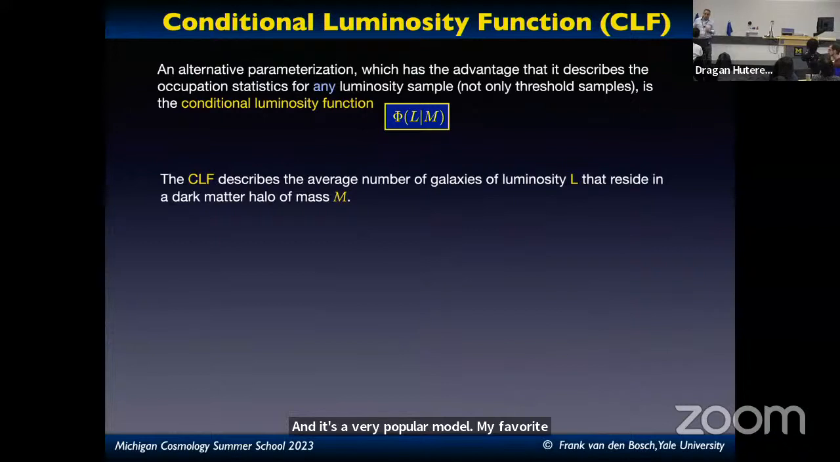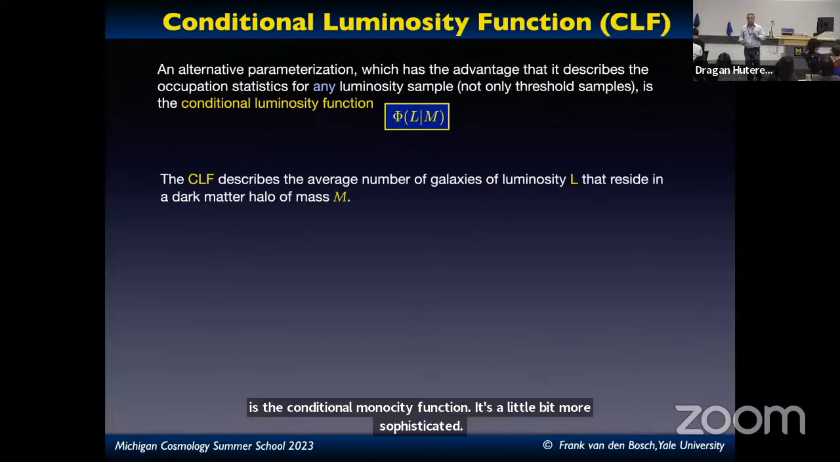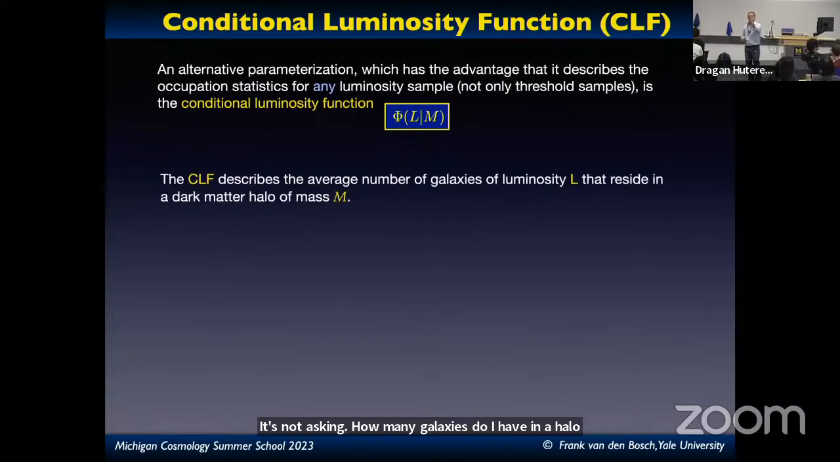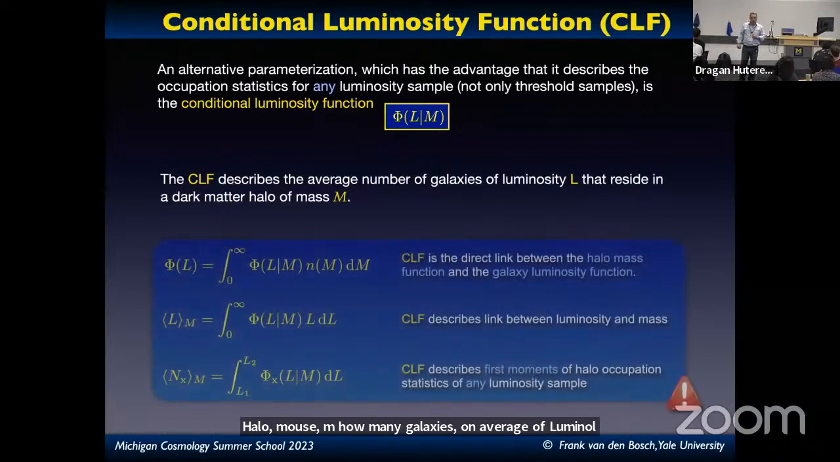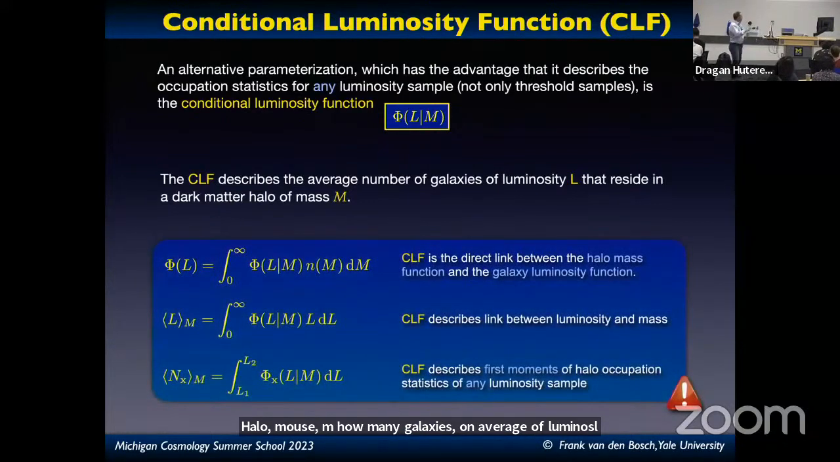My favorite model, though, is the conditional luminosity function. It's a little bit more sophisticated. It's not asking how many galaxies do I have in a halo. It asks something more specific. It asks how many galaxies of a given luminosity do I have in a given halo. So it's given by phi(L|M). Given a halo mass M, how many galaxies on average of luminosity L do I have in such a halo?